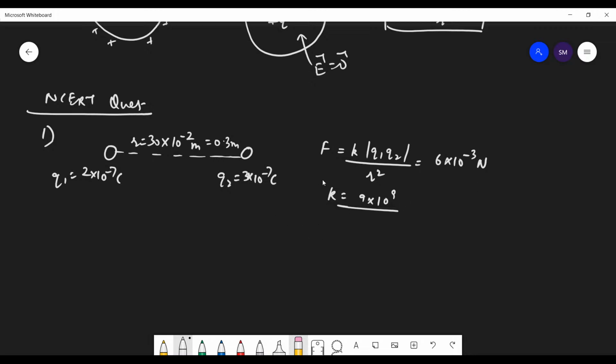Now what about the direction of the force? The force is repulsive in nature, because both are like charges, both positive.